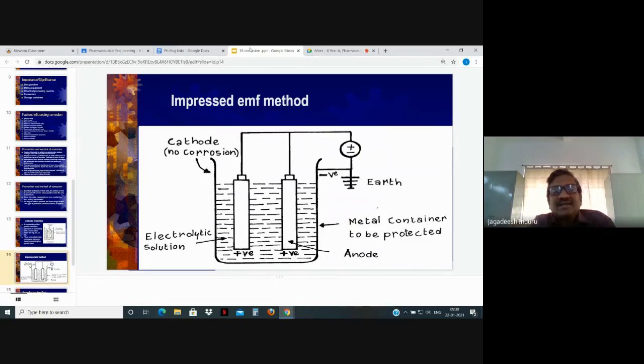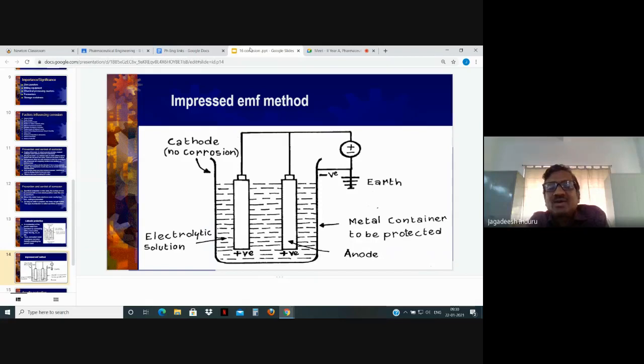So this is one approach. We apply it proactively so that the metal does not degrade. But the problem in this particular case is that you can get an electric shock, because we are giving a current to our equipment. So that may cause electrocution if anybody touches it.